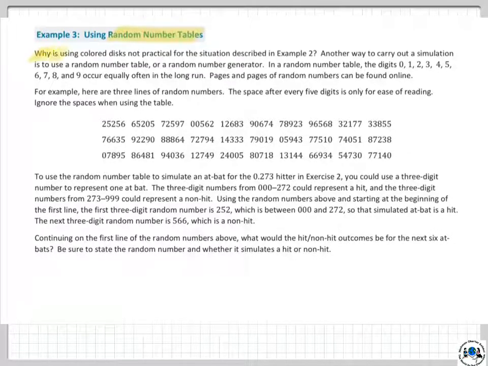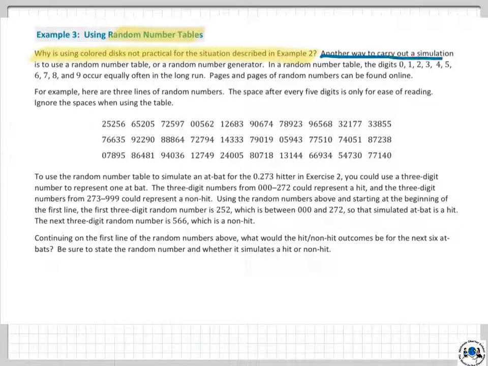So why is using colored discs not practical for the situation described in example 2? Well, we know why. There are so darn many. Where are you going to find 1,000 discs? I'm sure you could, but that's quite a hassle, I have to tell you.